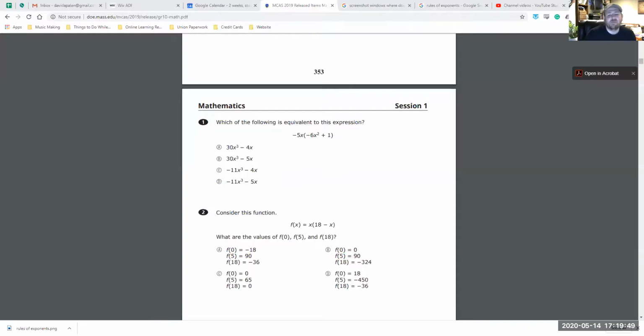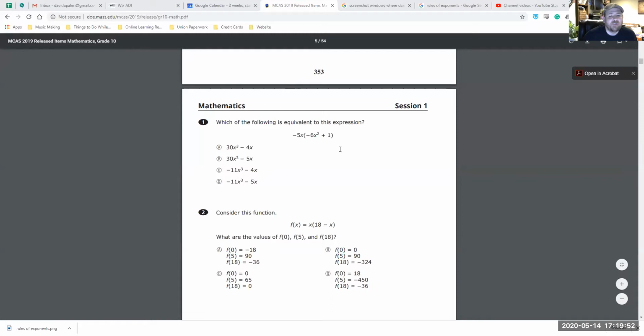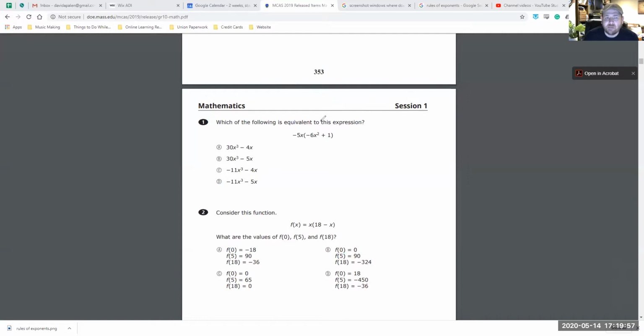So here we go. The first thing I'm going to do is show you where I got the question, and that is directly from the Department of Education's website. These are the release questions from last year, from spring of 2019, and we're going to start right up here at number 1. The question asks, which of the following is equivalent to this expression? And the expression is negative 5x times, in parentheses, negative 6x squared plus 1. And it gives several different answers here.